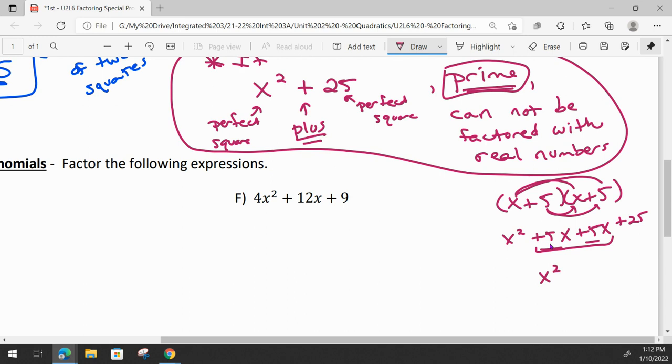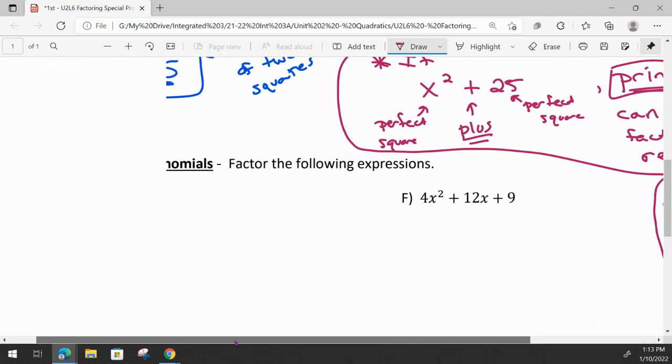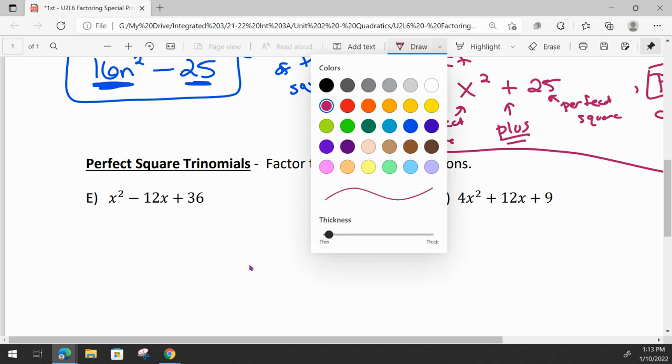So you do not get x squared plus 25. You get x squared plus 10x plus 25. So this is not the same as x squared plus 25. So that's why when students try to factor the sum of squares into two binomials, it doesn't work. When you square a binomial, you get a trinomial. All right, so moving on.